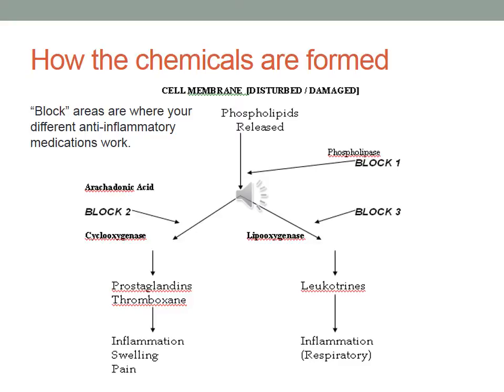And if you notice on this chart, it's also showing different blocks. Those blocks are where different anti-inflammatory medications work. So block 1 is where your corticosteroids work. Block 2 is where your NSAIDs work. Block 3 are actually the anti-inflammatory drugs used to treat asthma. So this shows that breakdown along with some of the chemicals that we've talked about earlier.